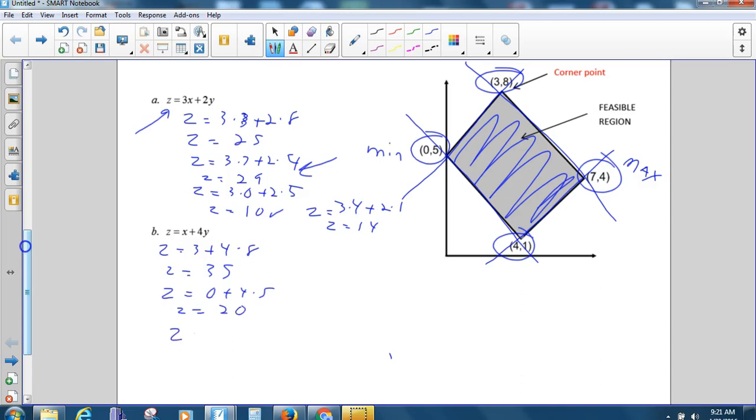(4, 1). z equals 4 plus 4 times 1. z is equal to 8. And last but not least, z is equal to 7 plus 4 times 4. That's going to be 16 plus 7 is 23. So on this second one, again, (7, 4) is our max.